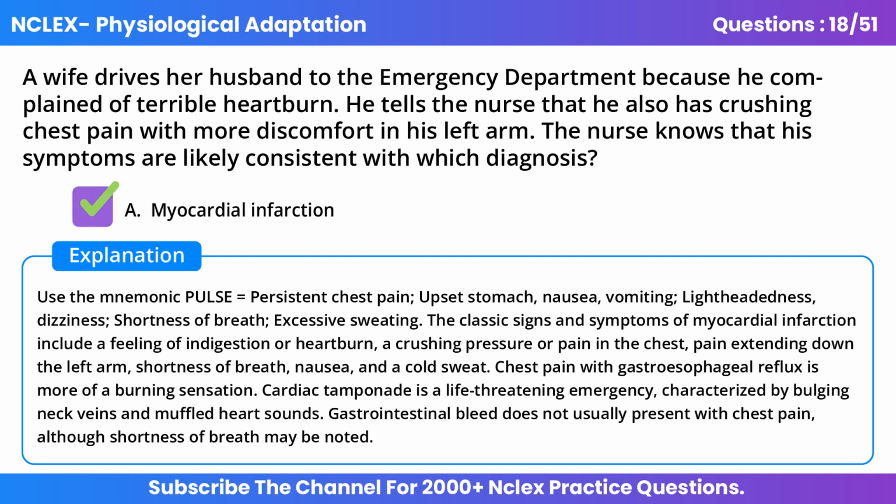Chest pain with gastroesophageal reflux is more of a burning sensation. Cardiac tamponade is a life-threatening emergency, characterized by bulging neck veins and muffled heart sounds. Gastrointestinal bleed does not usually present with chest pain, although shortness of breath may be noted.